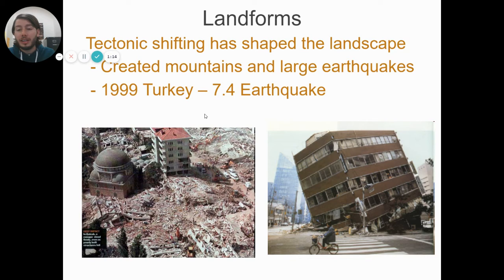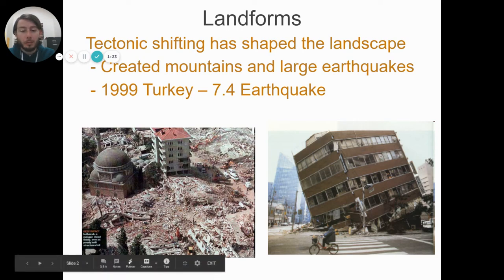For example, in Turkey in 1999, they had a 7.4 magnitude earthquake. That's a big one. You can see the damage from it. It looks like a bomb went off.